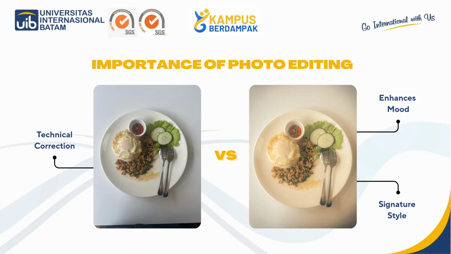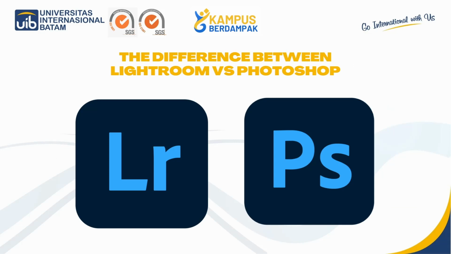Now, after we learn about the importance of photo editing, let's know much more in depth about the two applications that we're going to be using. That is Lightroom and Photoshop. Well, what is the difference between Lightroom and Photoshop? First is that Lightroom is designed for the entire photography workflow, from organizing to the final export. The key feature of Lightroom is its non-destructive editing, where Lightroom doesn't change the original file at all. Instead, it saves your edits as notes, so you can always go back to the original photo anytime.